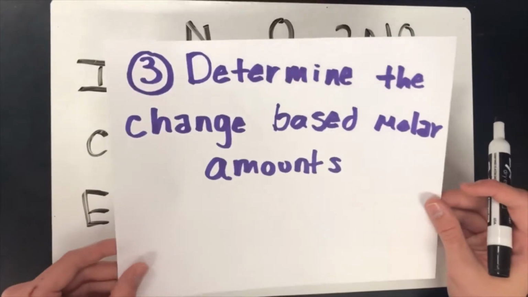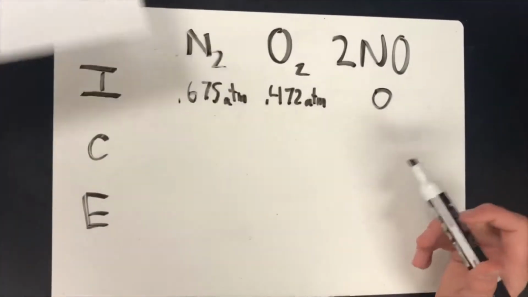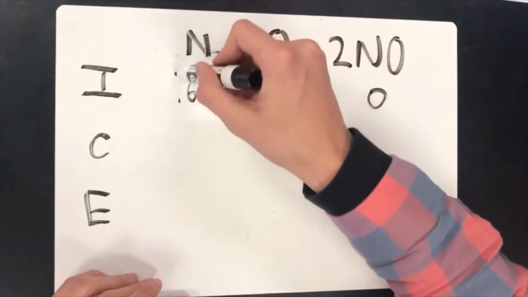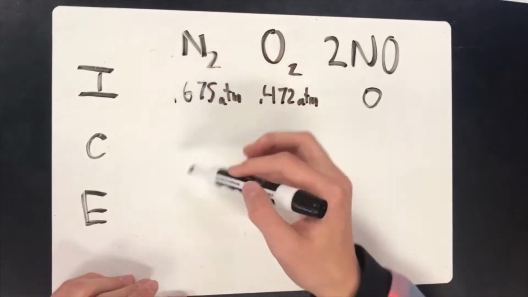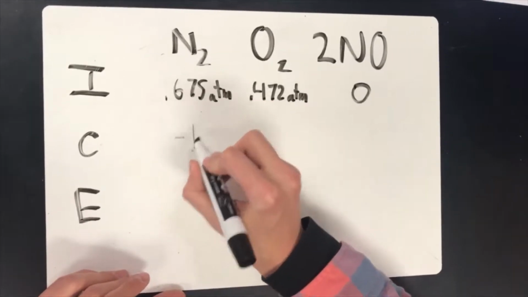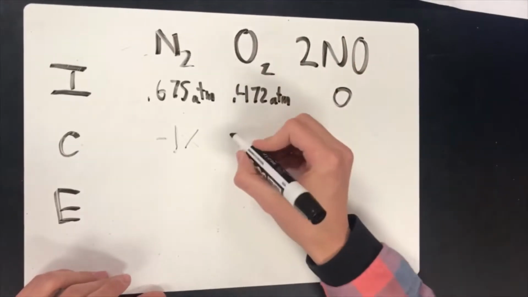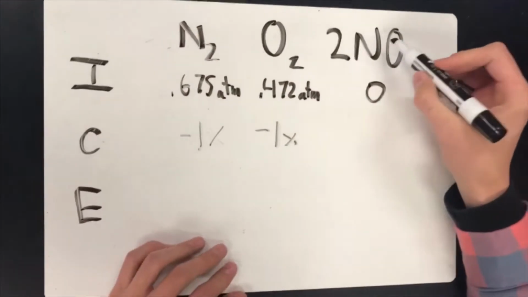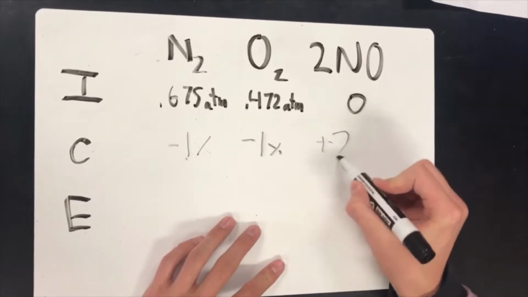So, step 3, determine the change based on molar amounts. What we're going to do here is look at the original reaction and look at the coefficients. Nitrogen has a coefficient of 1, so it's going to be minus 1x. Oxygen has a coefficient of 1, so it's going to be minus 1x. And this has a coefficient of 2, and it's a product, so it's going to be plus 2x.